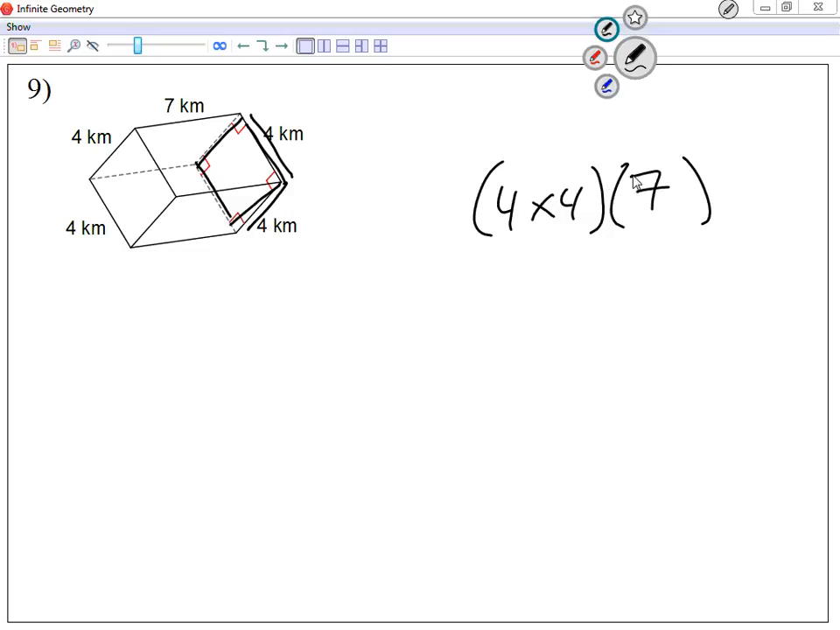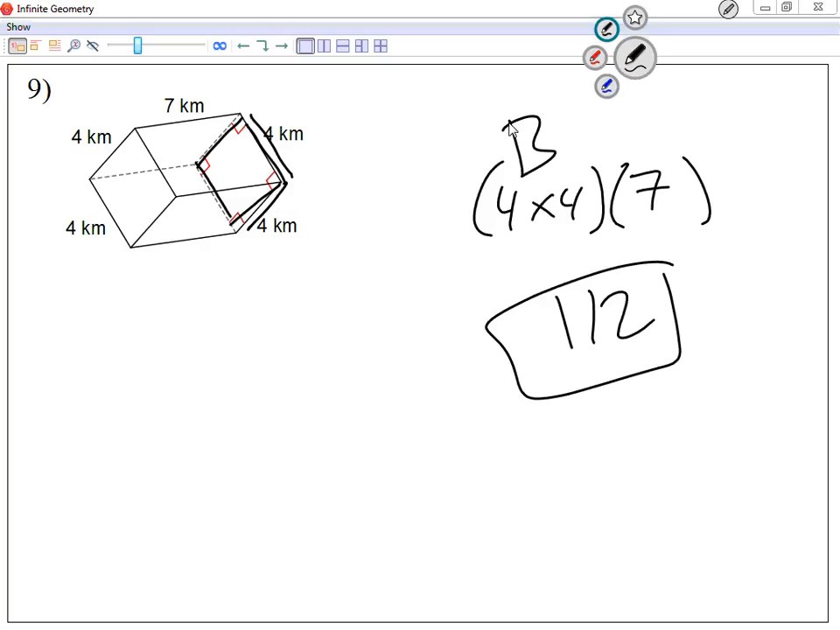I know 4 times 4 is 16. How much is 16 times 7? 112. Remember, it is the area of the base, which, remember, base is the shape, times the height. Simple? Any questions?